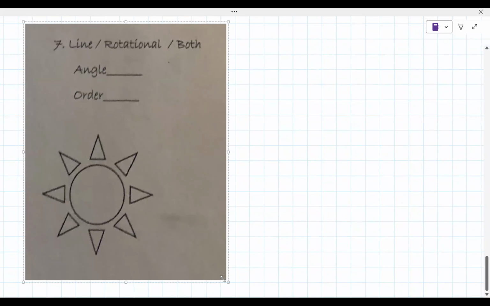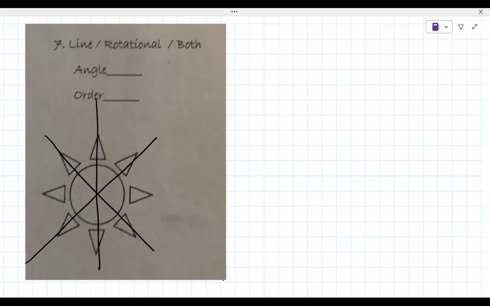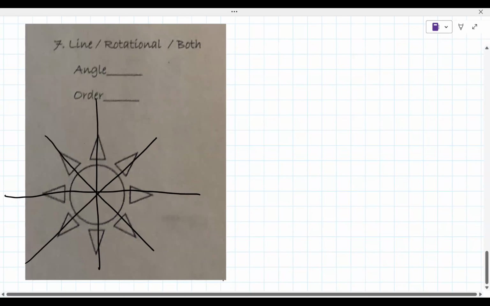Looks like both and order of 4. So there's actually a lot of lines on this one. I don't think you can draw them all, but you can here because it's a circle.